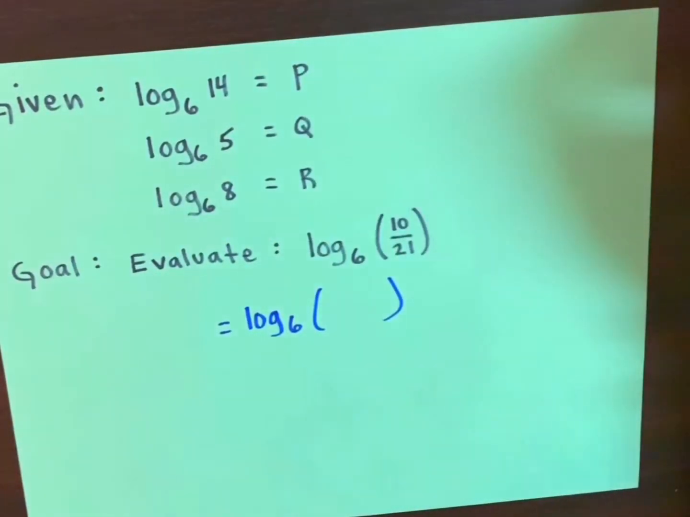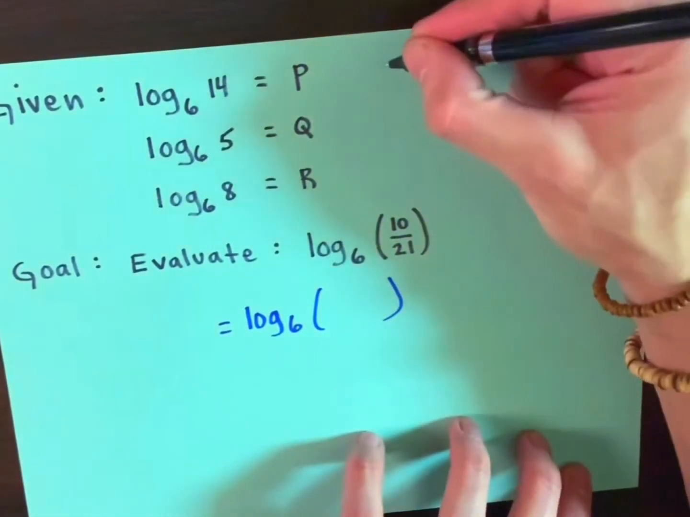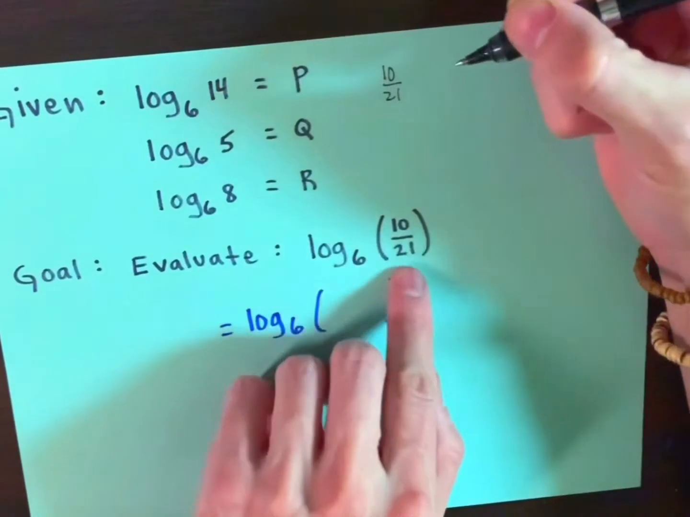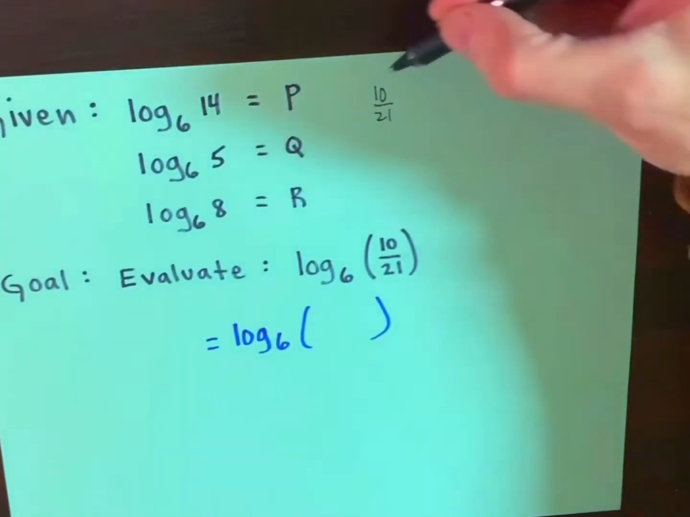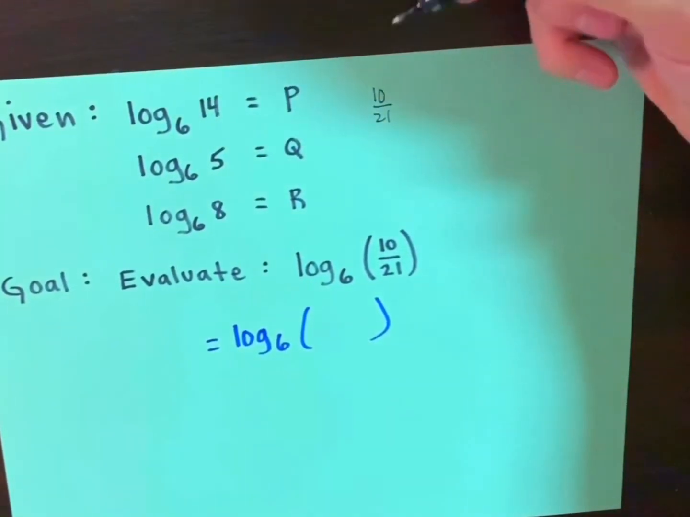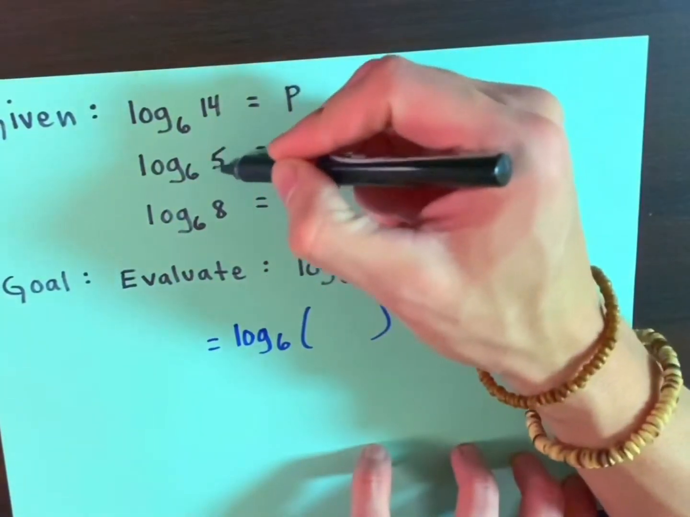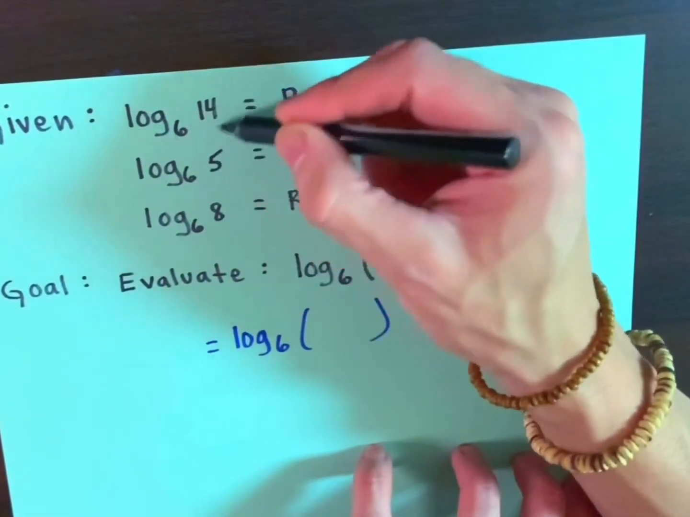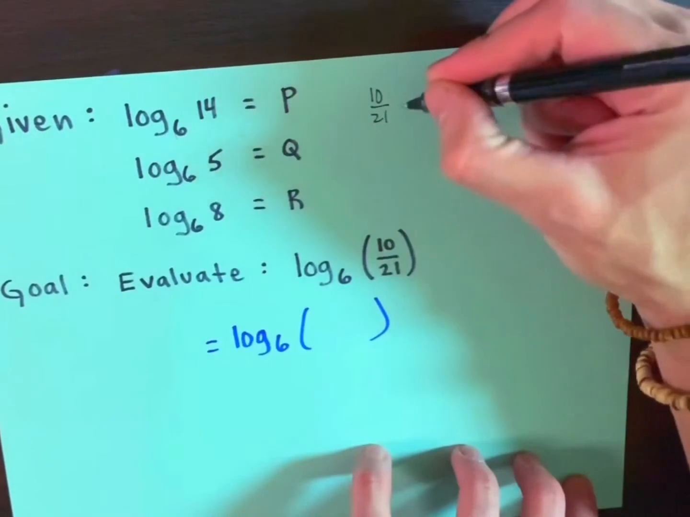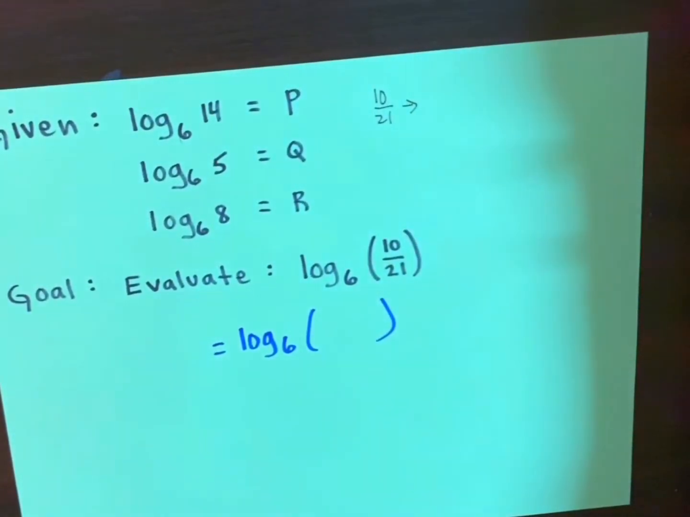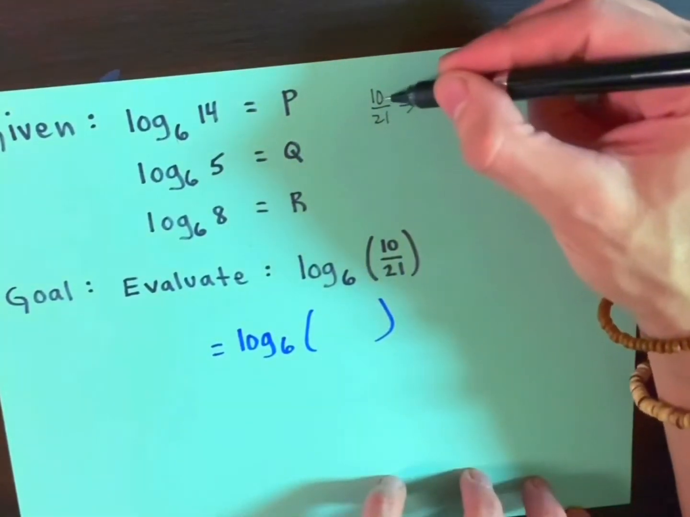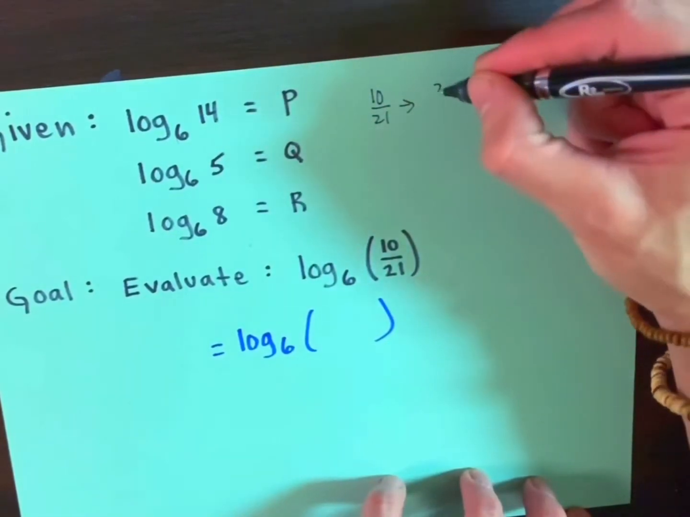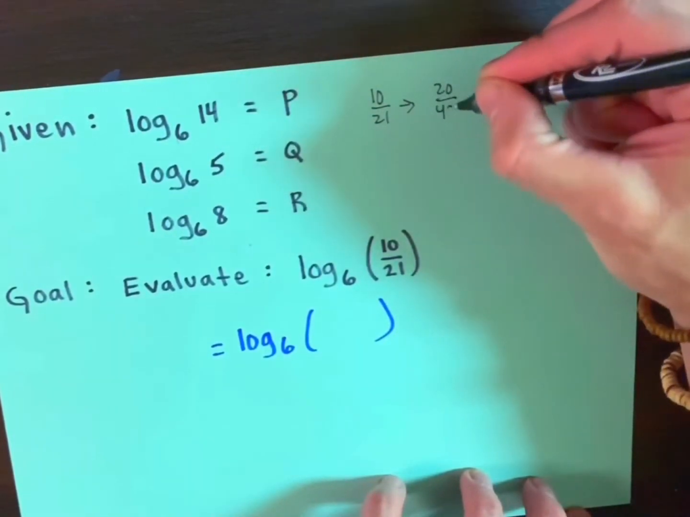Now, this type of problem does require some trial and error. You see, we have 10 over 21. But the problem is, to create a 10, you could think of 2 times 5. But I have a 5 here, but I nowhere have a 2. So what you have to do is a little bit of experimentation. What if I multiply this fraction top and bottom by the number 2? I'd get 20 over 42.